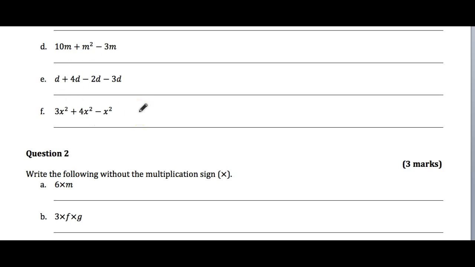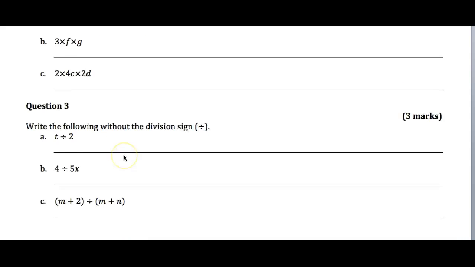So 3x squared plus 4x squared is 7x squared, minus x squared is 6x squared. Okay, so the x squareds are all your like terms. All right, let's move on to question 2.